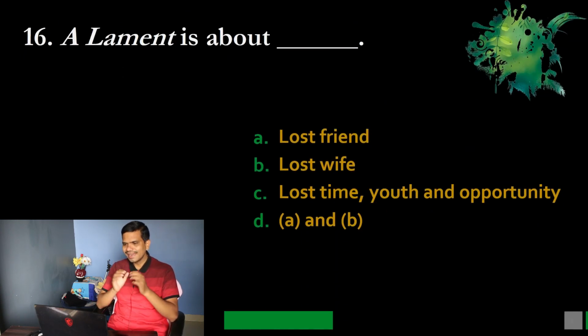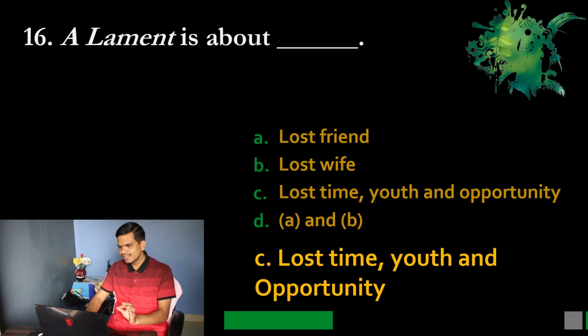Question number 16. A lament is about dash. A, lost friend, B, lost wife, C, lost time, youth and opportunity, and D, A and B. Please note down your option, and students, the correct option is C, lost time, youth and opportunity.